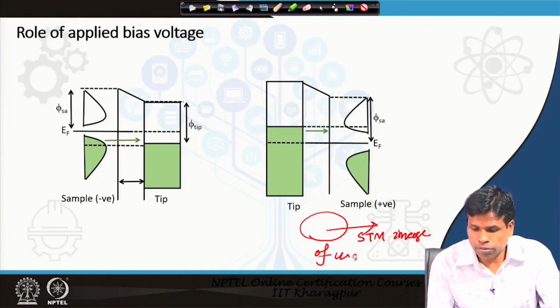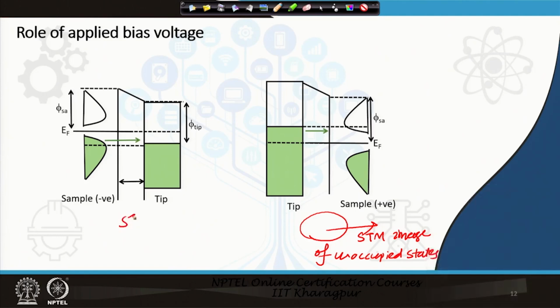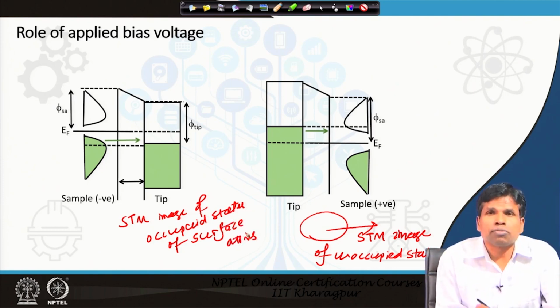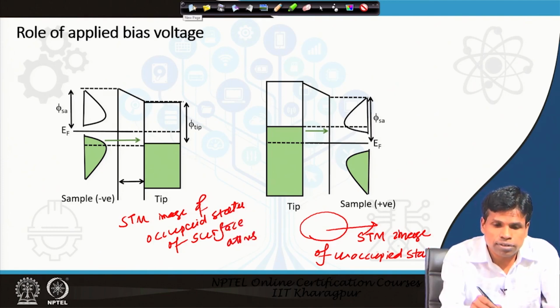we get an STM image of unoccupied states. But on the other hand, here we get an STM image of occupied states of surface atoms. So, this is the importance of applying the bias voltage.